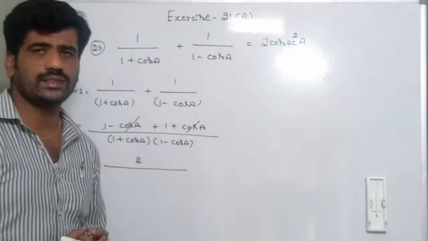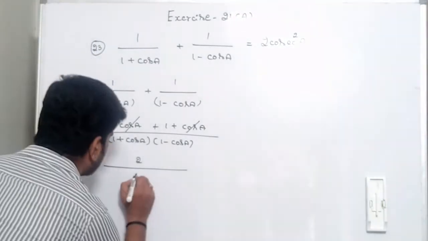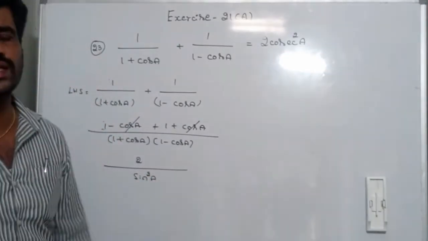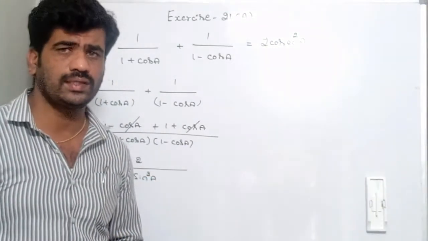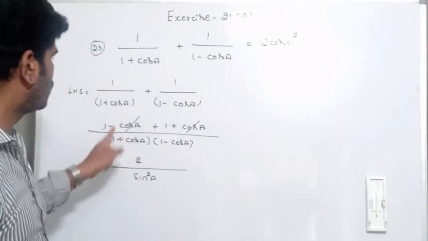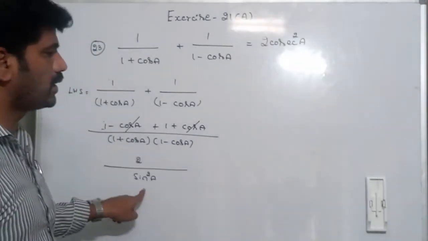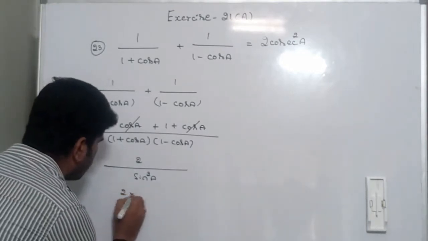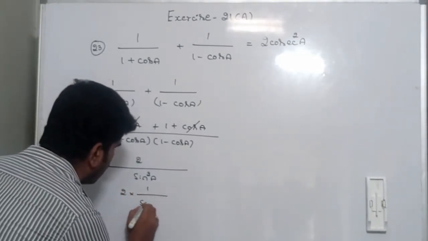We know that 1 plus cos A into 1 minus cos A is sin square A. I already taught you the formula. 1 plus cos A into 1 minus cos A is sin square A, and 1 plus sin A into 1 minus sin A is cos square A. So 1 plus cos A into 1 minus cos A is sin square A, as I wrote. Then this can be written as 2 into 1 by sin square A.